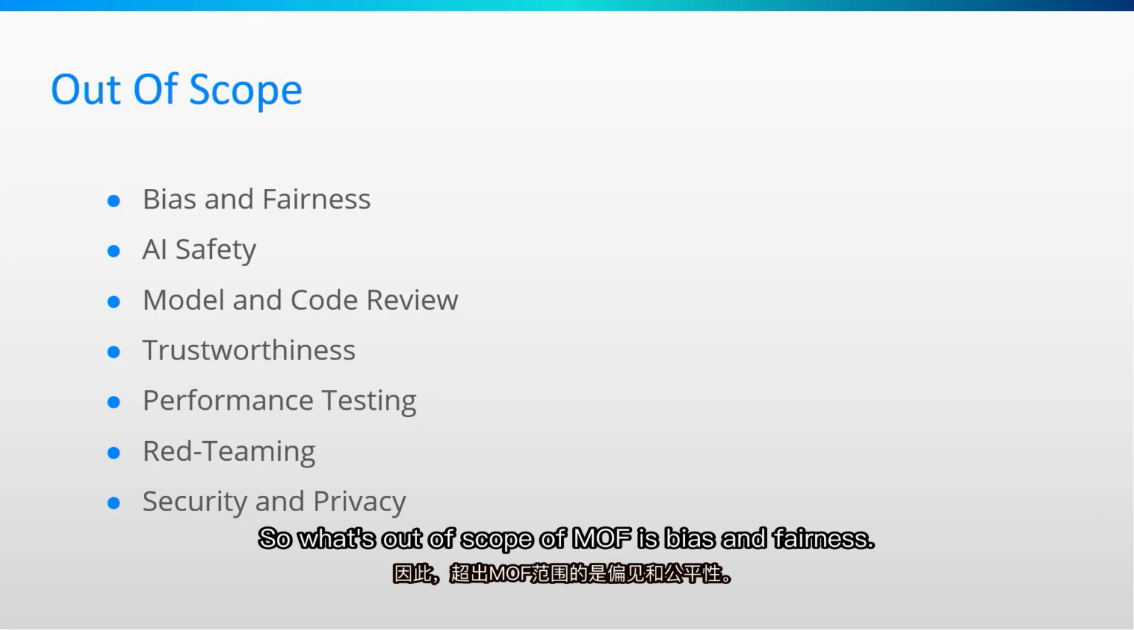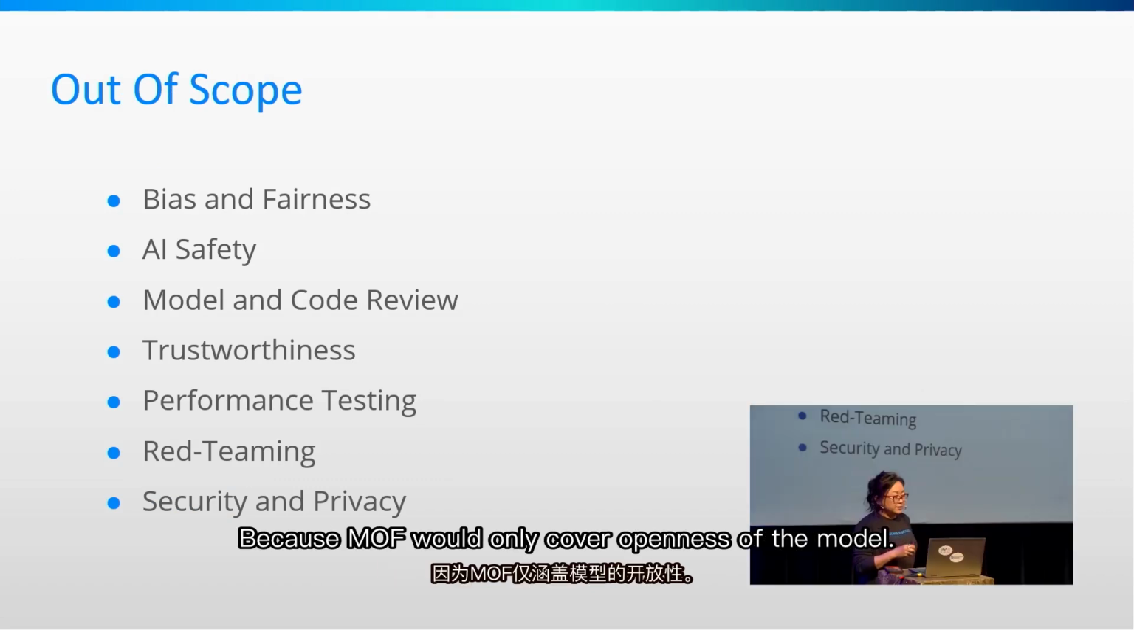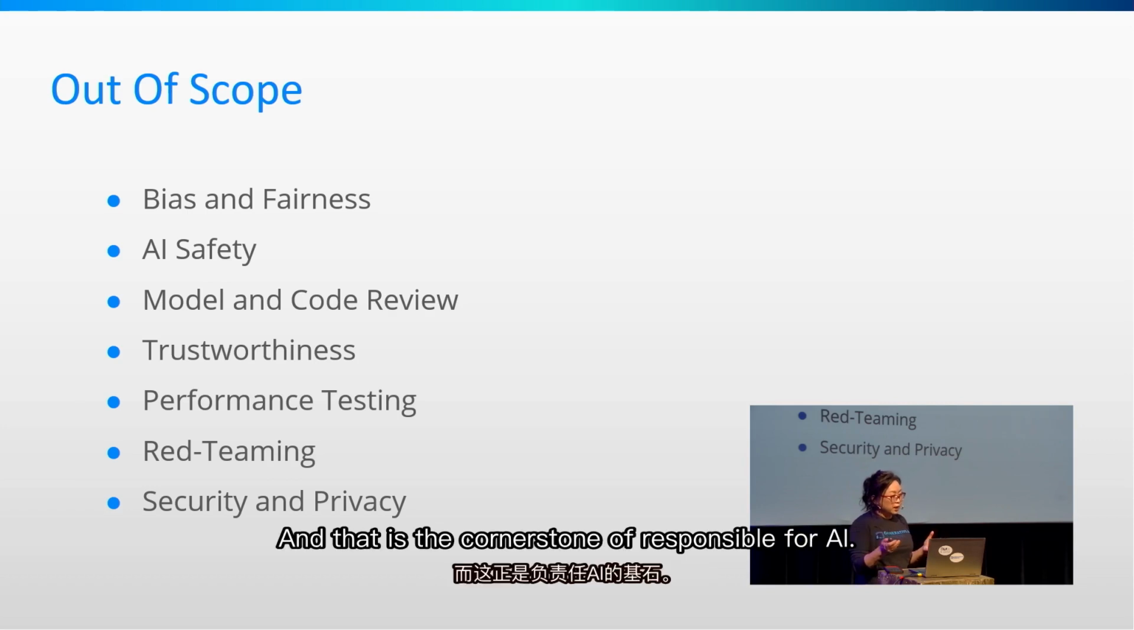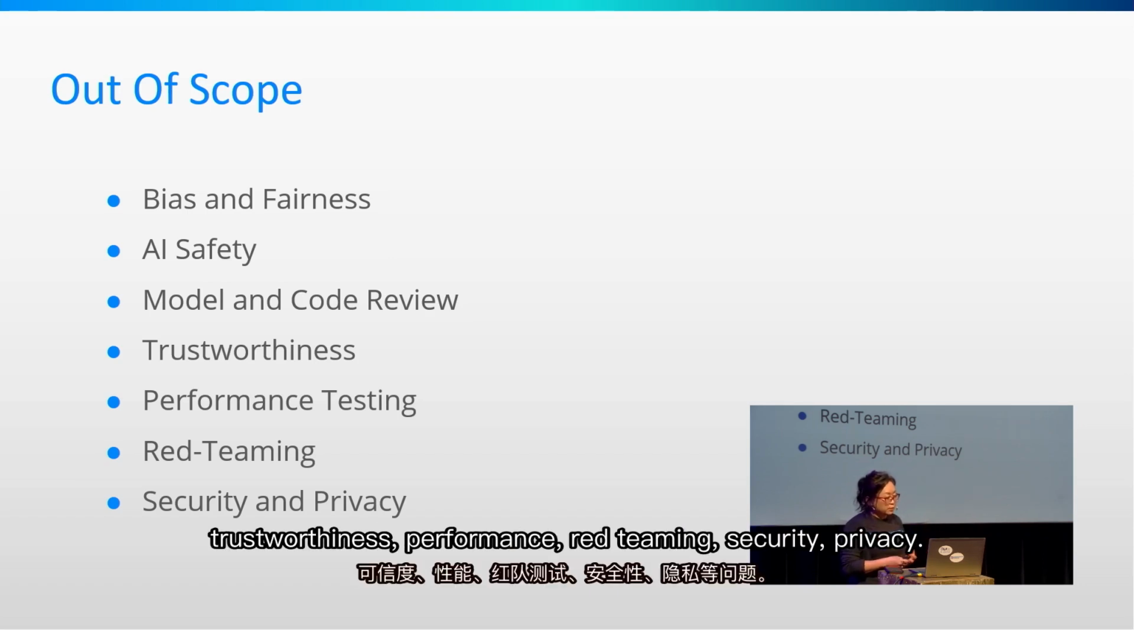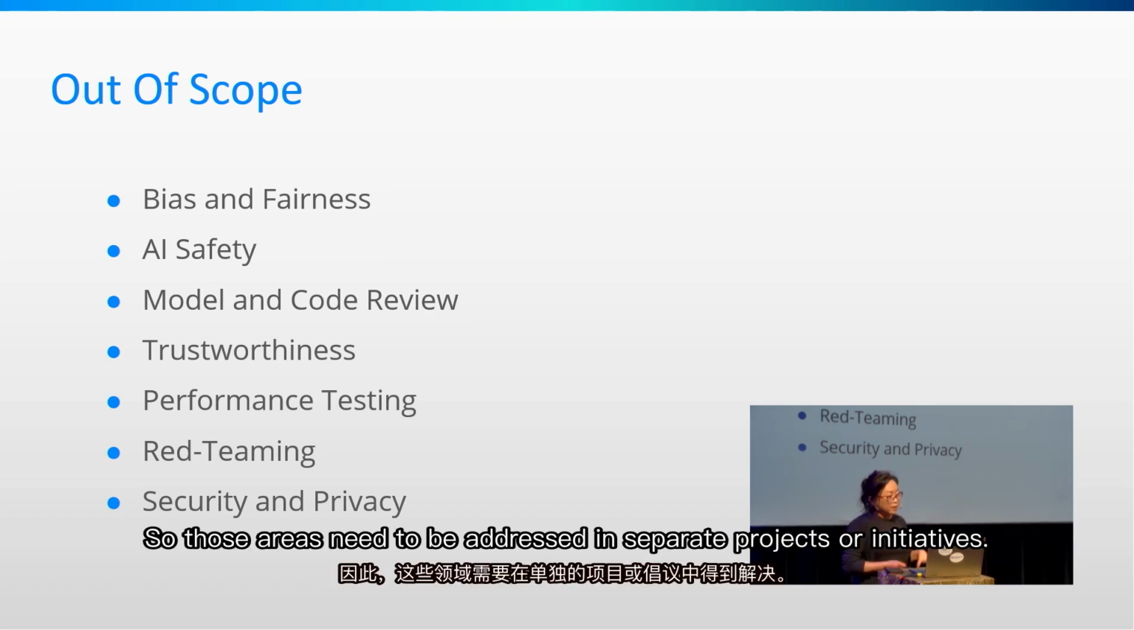So what's out of scope of MOF is bias and fairness, because MOF would only cover openness of the model, and that is the cornerstone of responsible AI. But on top of openness, there's still bias, fairness, safety, trustworthiness, performance, red teaming, security, privacy. All those things need to be addressed in separate projects or initiatives.